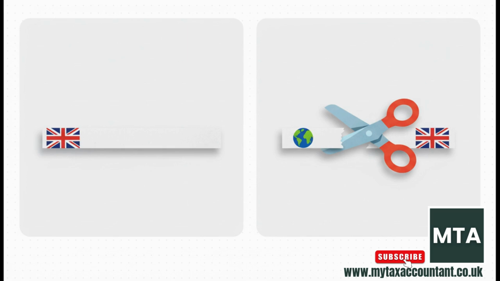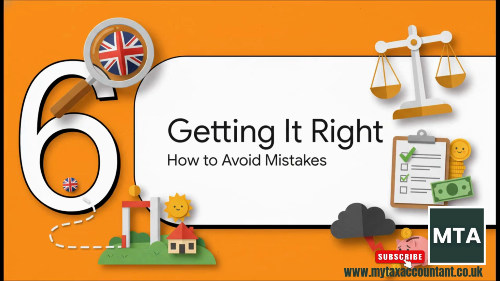But if you qualify for this, the tax year is literally split into an overseas part where you're taxed as a non-resident and a UK part where you're taxed as a resident. It's an absolute lifeline for anyone moving internationally. We've covered a lot of ground, from the automatic tests to those sneaky hidden traps. Now, let's talk about the final crucial step, getting it right.